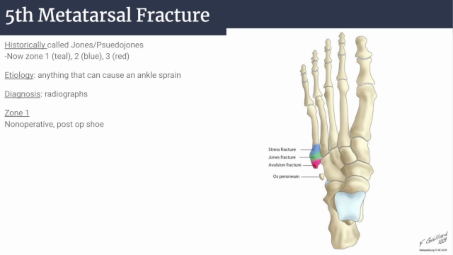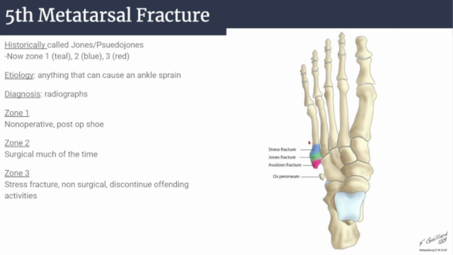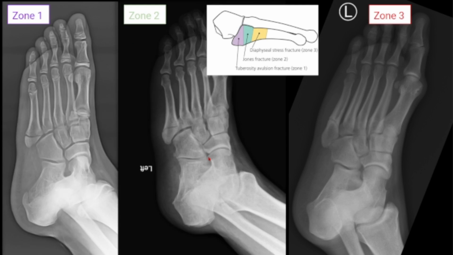The avulsion fractures typically do well without surgery. The Jones fractures are in a watershed vascular supply, so they may require fixation. And then zone 3 is a stress fracture, a different sort of pathology and mechanism.